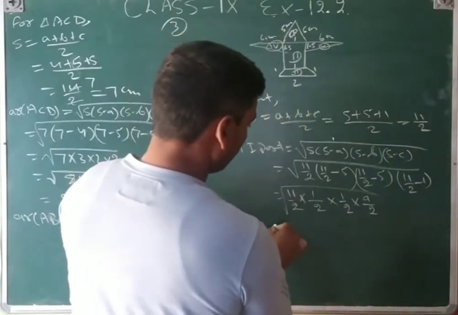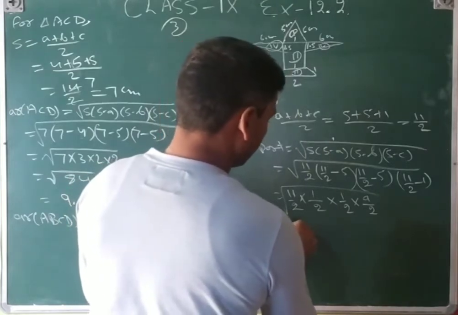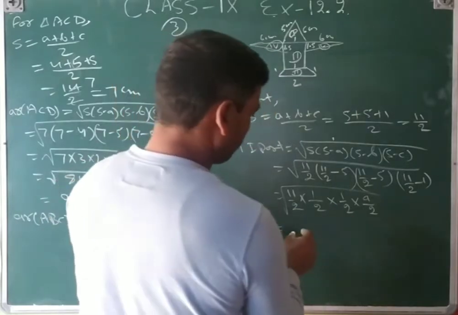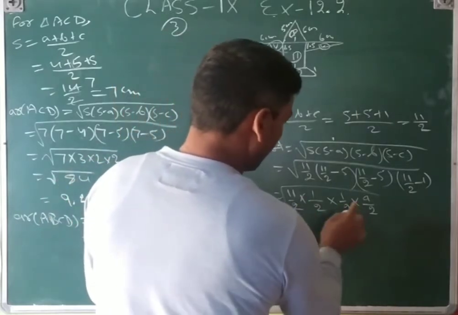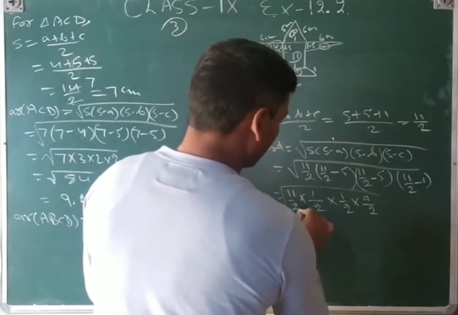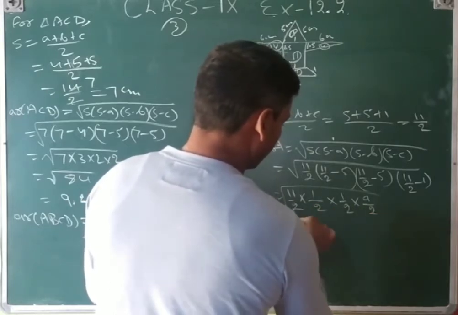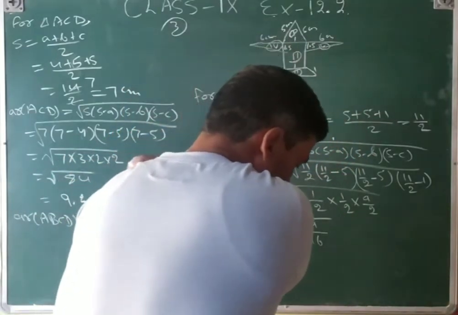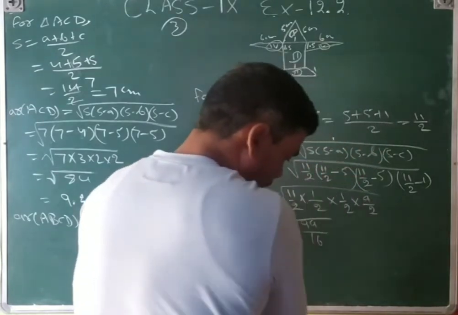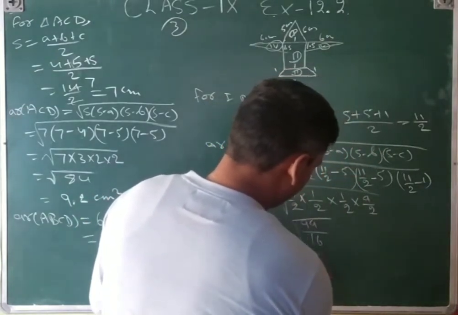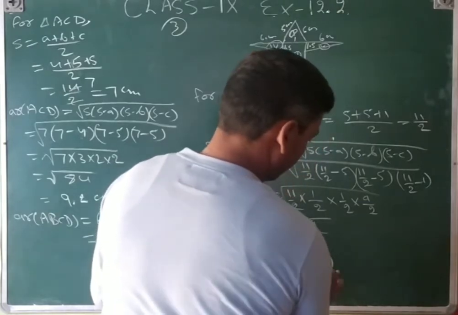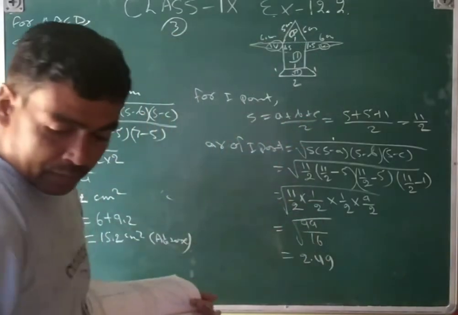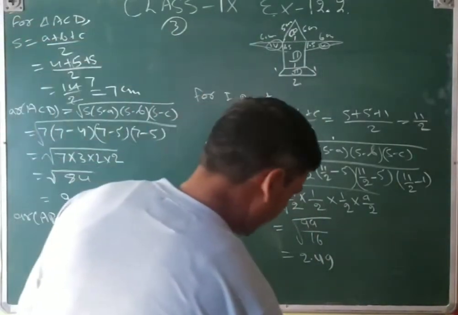So we can write outside that, 11 into 9 into 9 upon 2 to the 4, and then by finding the square root, that will be 2.49. The square root of this will be 2.49 centimeter square.